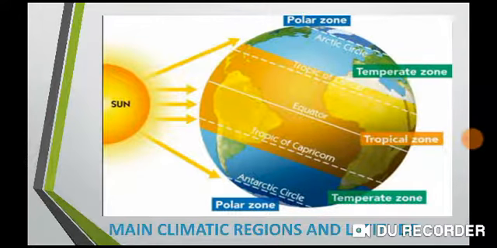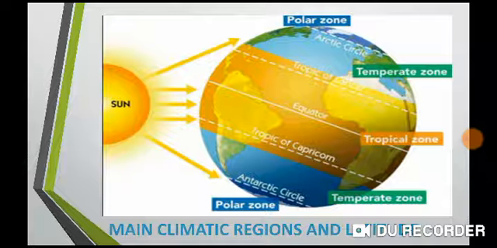Now in this picture you can see equator is in the middle of the earth. This is an imaginary line that is in the middle of the earth and divides the earth into two halves. Just above the equator you can see Tropic of Cancer, and below the equator you can see Tropic of Capricorn. Now the areas that lie between the equator and these tropics are called tropical areas or tropical regions.